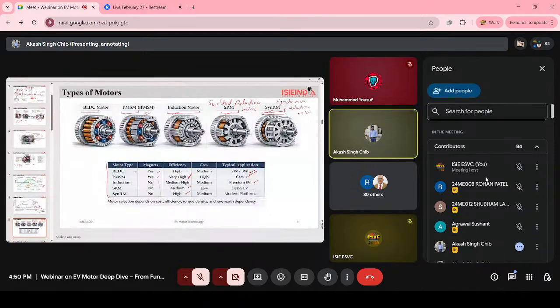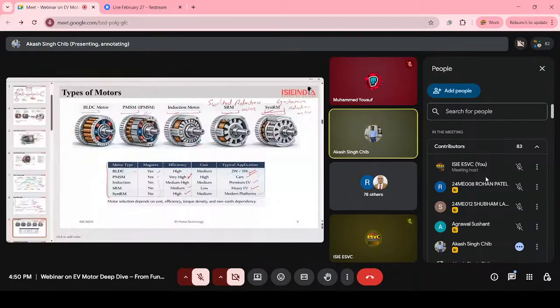Like you can see the Tesla Model S. These cars have induction motors, and they also use the permanent magnet synchronous motor. You can take Tesla models as an example. The switched reluctance motor is mostly used in heavy electric vehicles, and the synchronous reluctance motor is the modern platform here. It is not used that much, but some companies are using this motor as well.